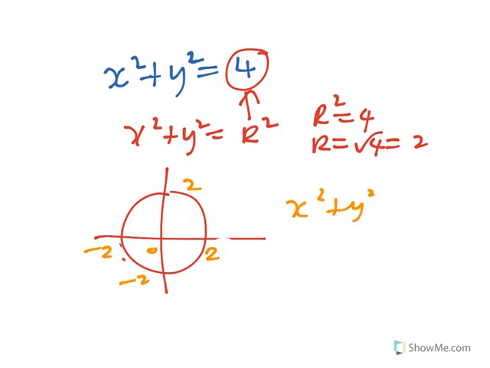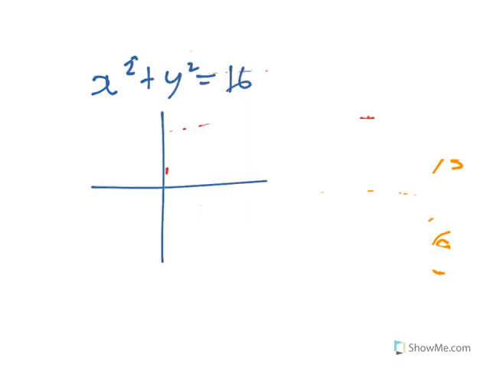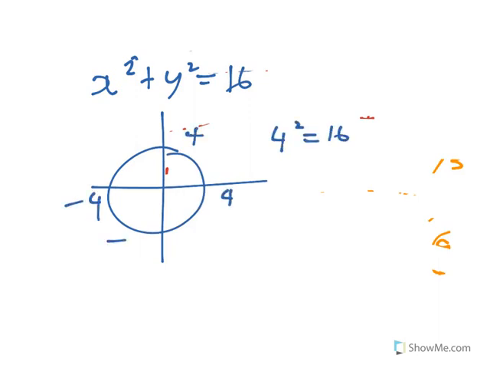So let's say x squared plus y squared equals 9. The radius is the square root of 9. Because what do you square to get 9? 3. 3 squared is 9. So that's why that's 3, minus 3 and 3. Let's just do one more. So x squared plus y squared equals 16. What do you square to get 16? 4. 4 squared is 16, so that'll be 4, 4, minus 4, and minus 4.